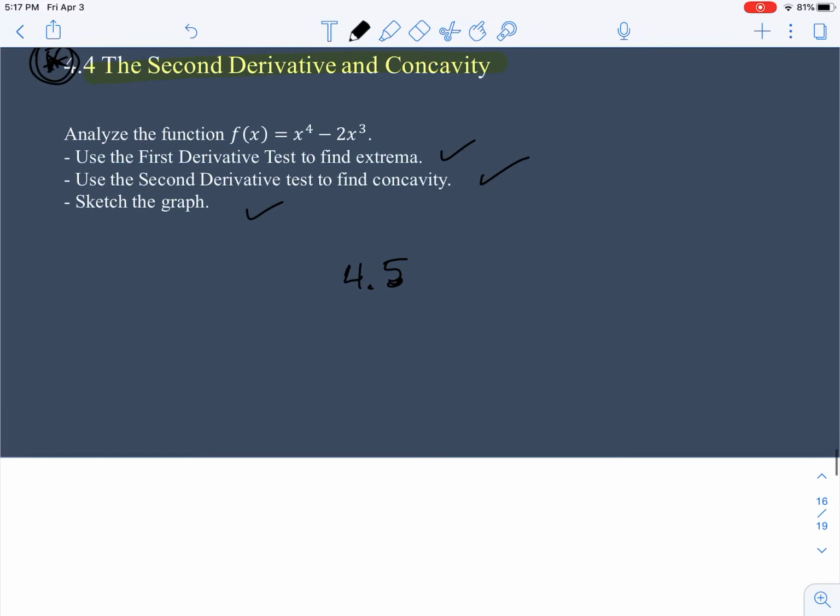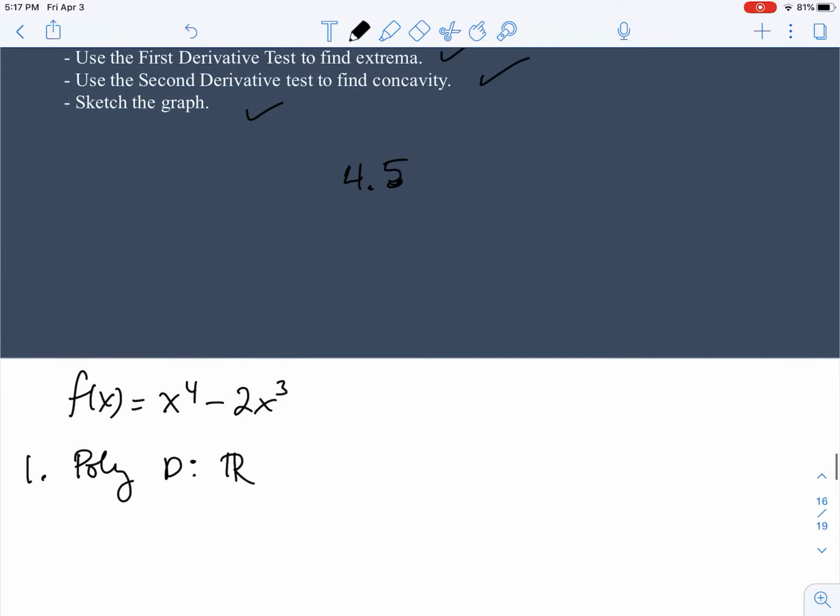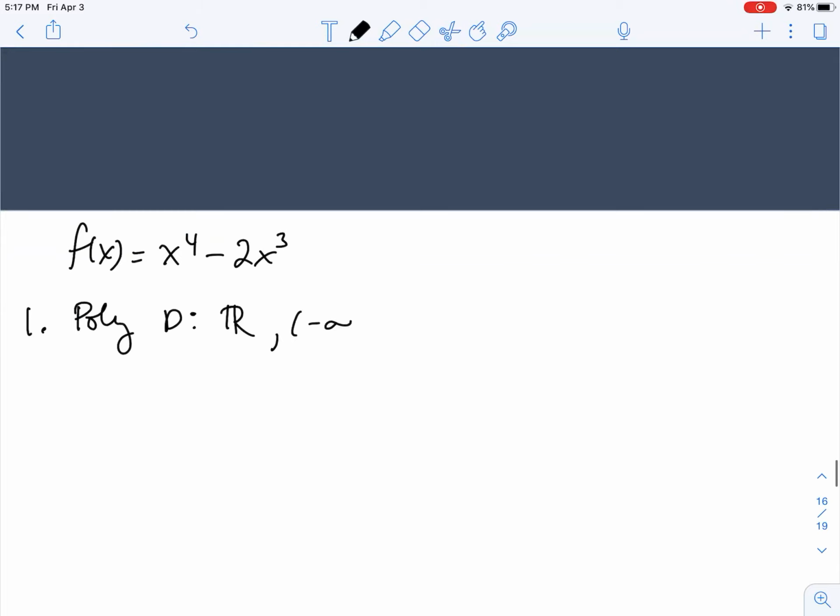Okay, so we're going to start off. We have f of x is equal to x to the fourth minus 2x to the third. So our first step is to just analyze this function. Okay? So we notice it's a polynomial. So since it's a polynomial, the domain is all real numbers. So it's true for all values. And we can also write that in interval notation in this way.